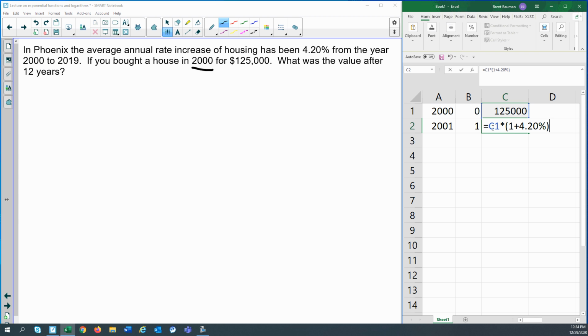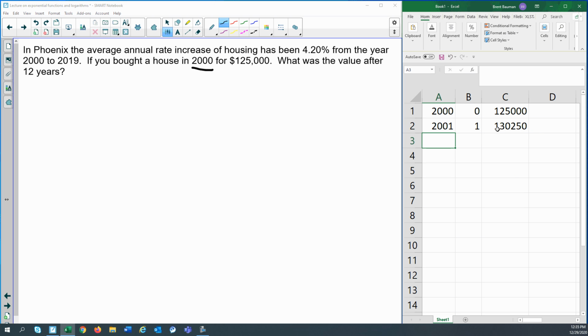So if you distribute the initial price here times 1, that will give you the original price of the house plus the increase of 4.20%. So that's why we're setting it up like that. If this was a decrease, maybe the houses were decreasing by 4.2% each year, then you would use subtraction here to show the decrease. So let's see what our price value is.